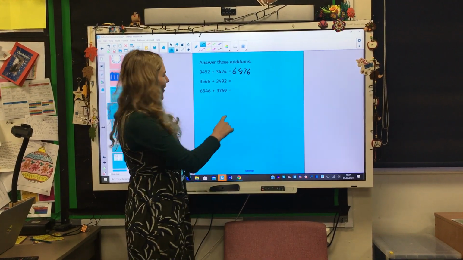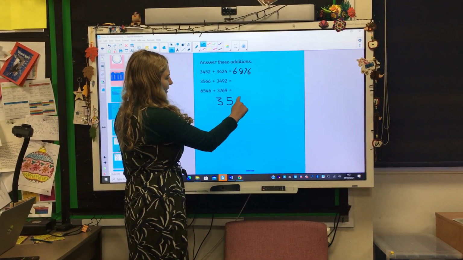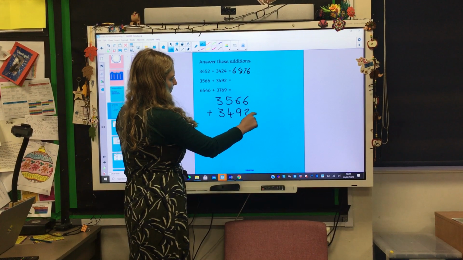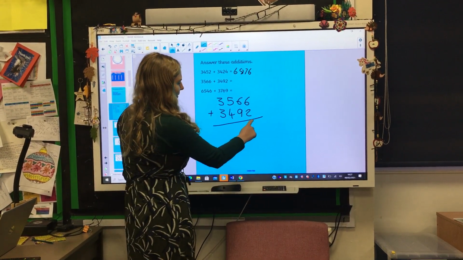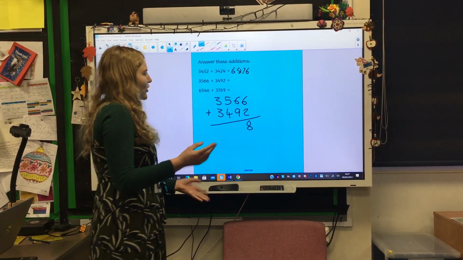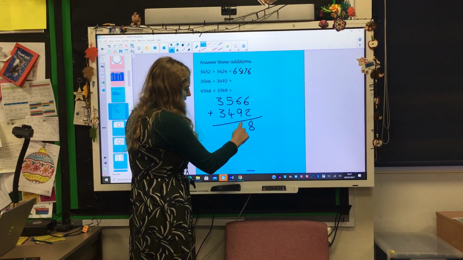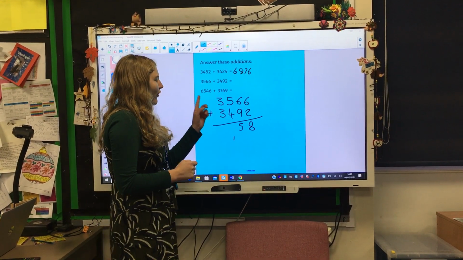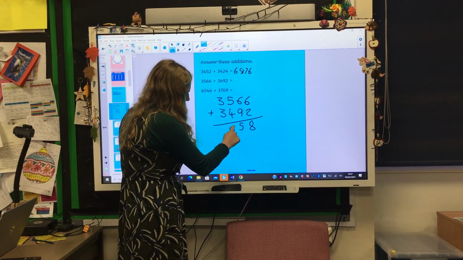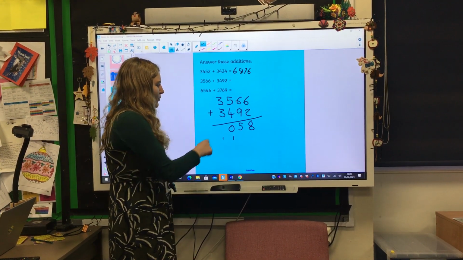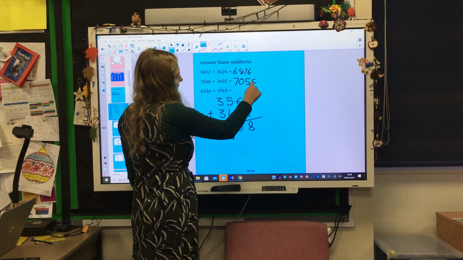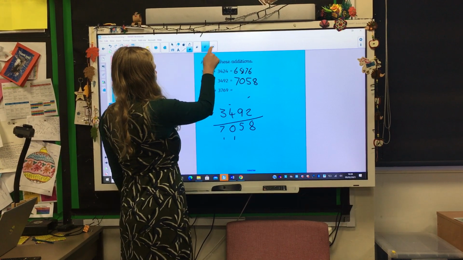Okay, next we've got 3,566 add on 3,492. Okay, 6 add 2 is 8. Now, we're going to need to do a bit of exchanging here because we have got 6 add 9, which is 15. So that 1 is going to come across to there. Now, we've got 5 add 4 add 1, which equals 10. So again, we're going to have a little bit of exchanging. Next, we've got 3 add 3 add 1, which is 7. So the answer is 7,058. Good job, everyone. Well done if you got that.